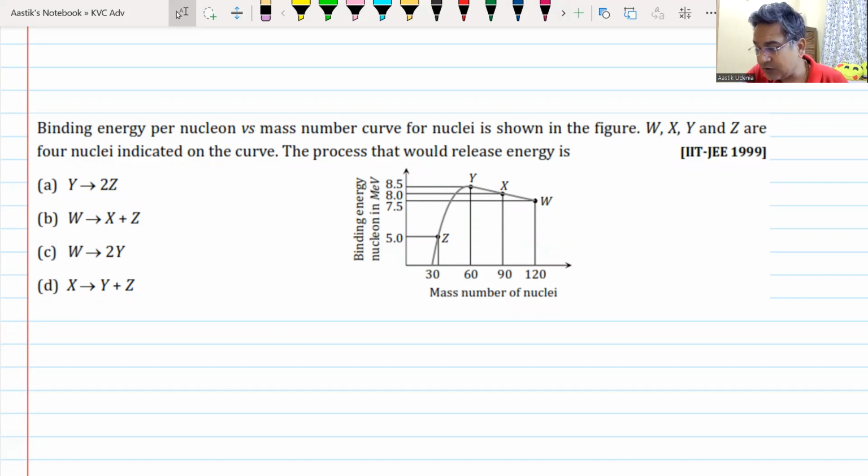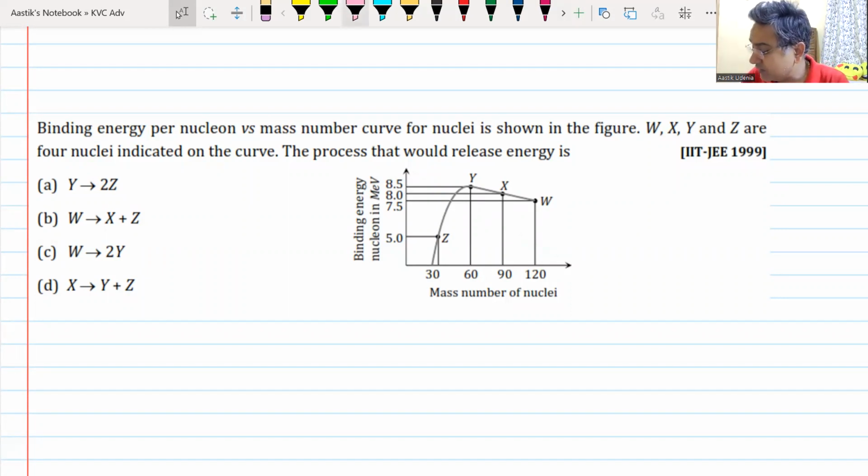Binding energy per nucleon versus mass number curve for nuclei is shown in the figure, W, X, Y, Z of 4 nuclei. Which process should release energy? I'll give you 2 minutes to solve it. So how are we supposed to do this?